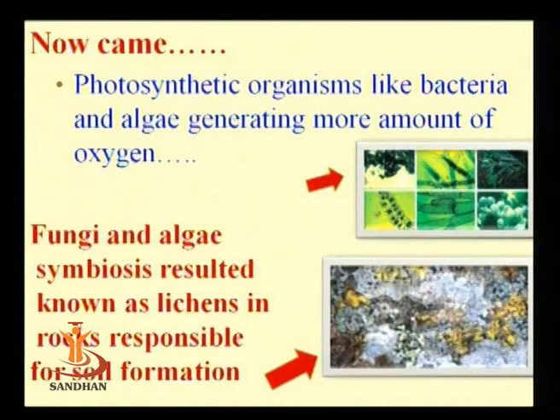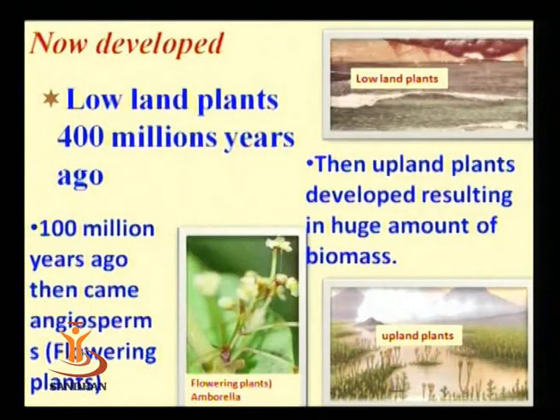Then life forms like fungi and algae evolved. Symbiotically they colonized rocks, and these lichens are known as the responsible factor for soil formation. So now try to link the things. The atmosphere is favorable, oxygen is now gathering, and soil is forming. Conditions changed. And before 400 million years ago, lowland plants were generated.